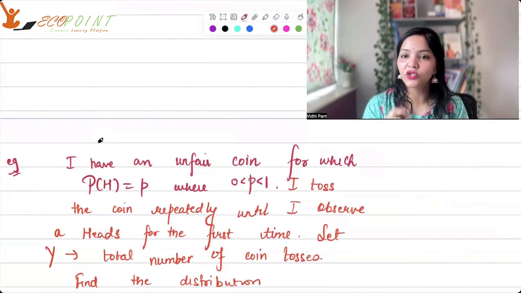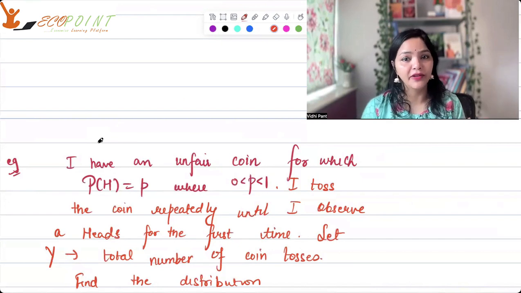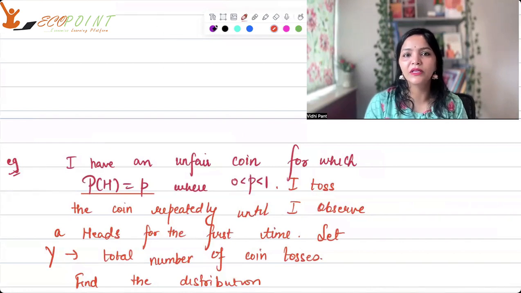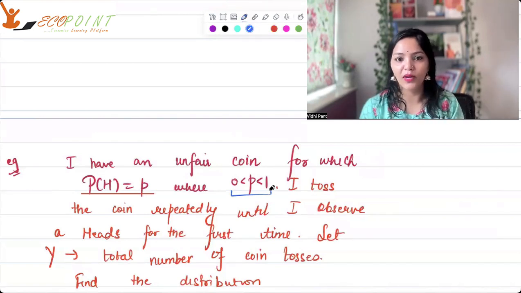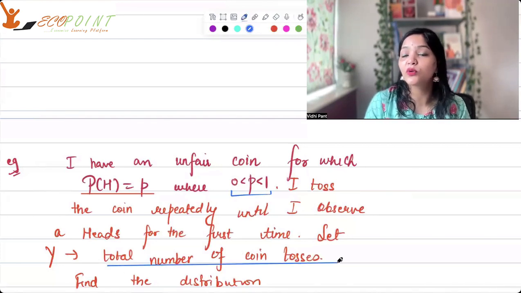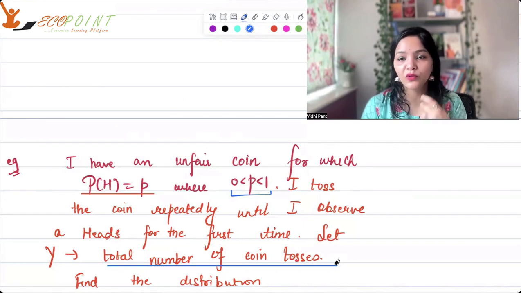Okay. Example, let's try to create a probability distribution table and the probability mass function to be clear with this concept. I have an unfair coin for which probability heads is equal to p. So that means probability tails will be equal to 1 minus p. P stands for probability, so it's between 0 and 1. It's not equal to 0, it's not equal to 1. I toss the coin repeatedly until I observe a heads for the first time. Let Y be the total number of coin tosses.